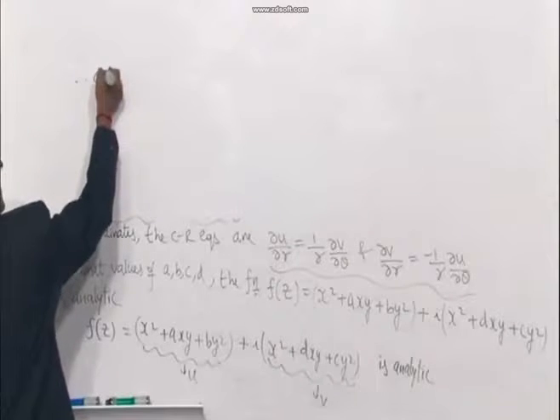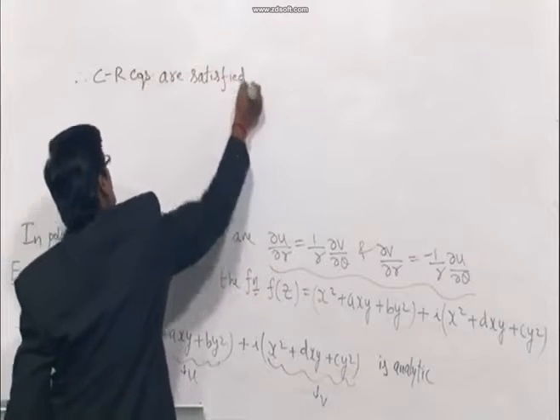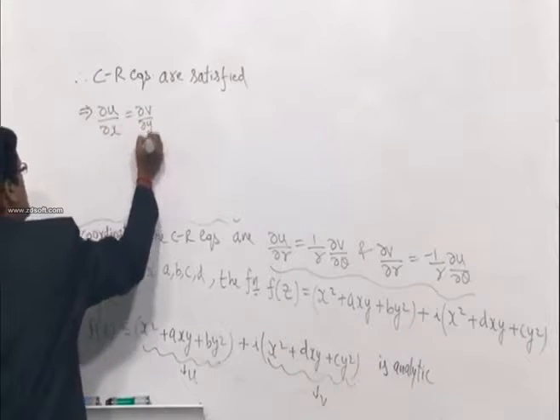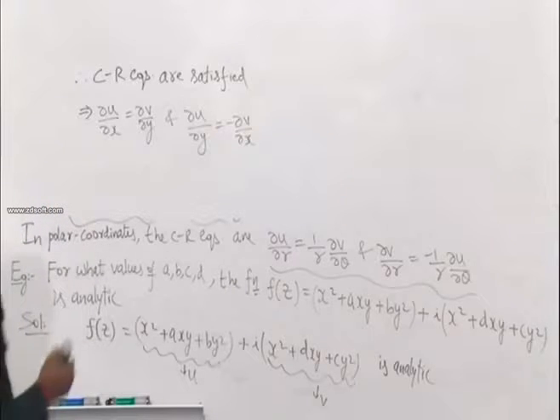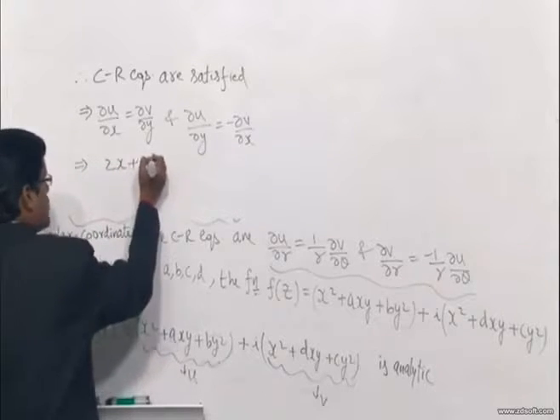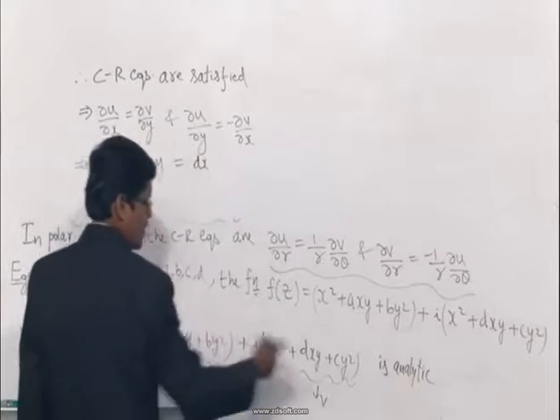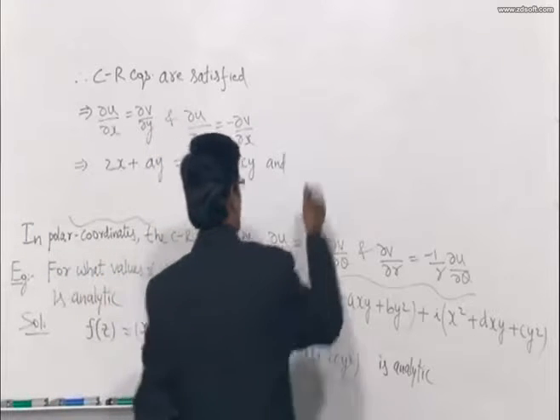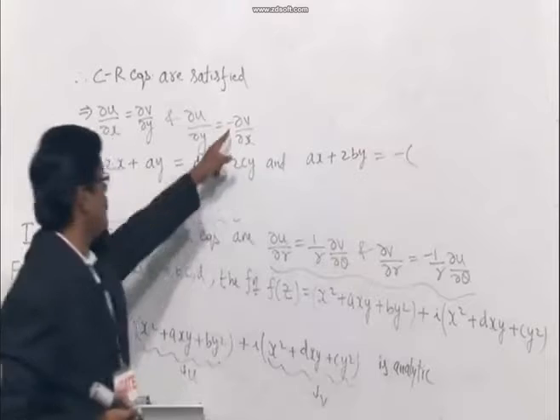Therefore, CR equations are satisfied. What are CR equations in x, y coordinates? Dou u by dou x is equal to dou v by dou y, and dou u by dou y is equal to minus dou v by dou x. So partial derivative of u with respect to x is 2x plus ay, and the last term goes to 0, is equal to v with respect to y partially: x square gives 0, so dx, and cy square derivative 2cy. On the other side, second equation, u with respect to y partially: axy derivative ax, plus by square with respect to y, 2by, is equal to minus of v with respect to x partial derivative.